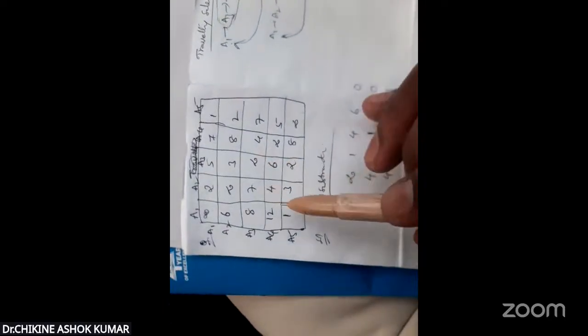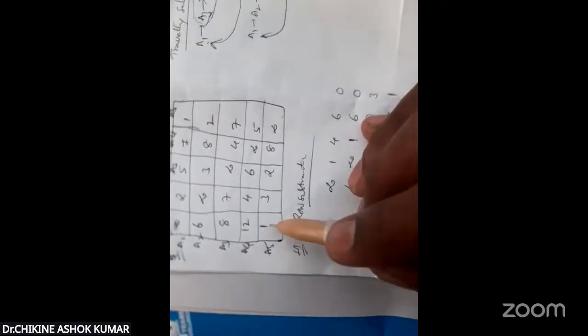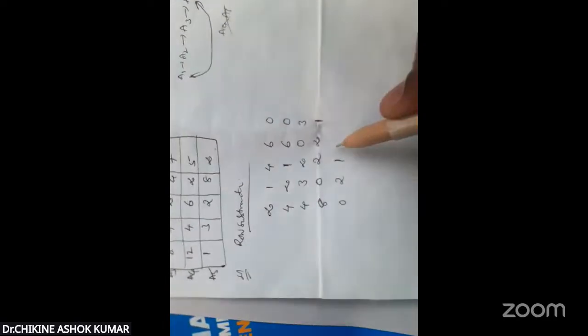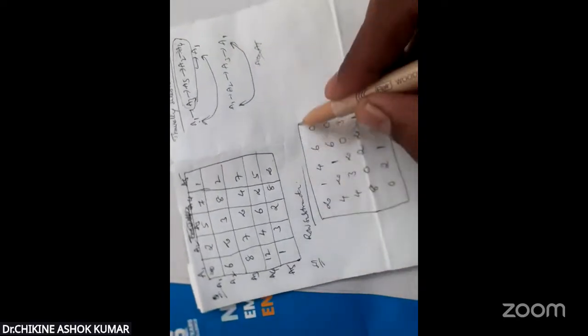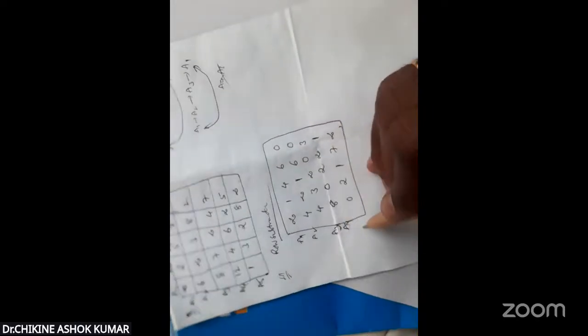Right? Similarly, in the fourth row, among 12, 4, 6, 5, 4 is the least element. So 12 minus 4 is 8. 4 minus 4 is 0. 6 minus 4 is 2. Infinity minus 4 is again infinity. 5 minus 4 is 1. And in the last row, 1 is the least again, so subtract 1 from this. 1 minus 1 is 0. 3 minus 1 is 2. 2 minus 1, 8 minus 1, infinity minus 1. This is row subtraction.